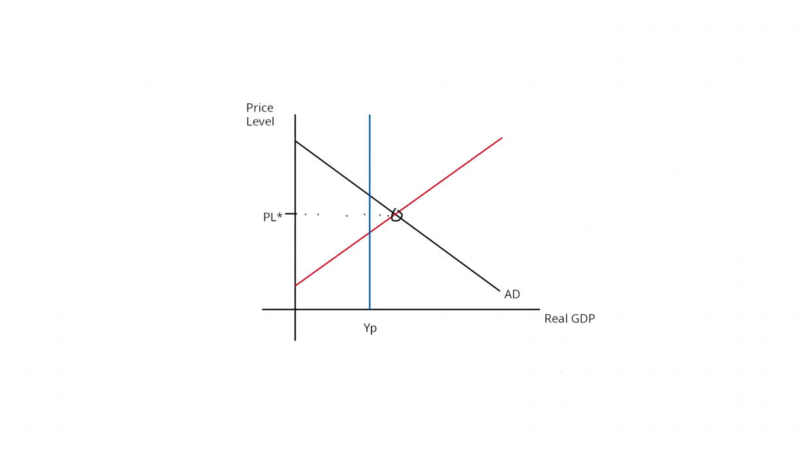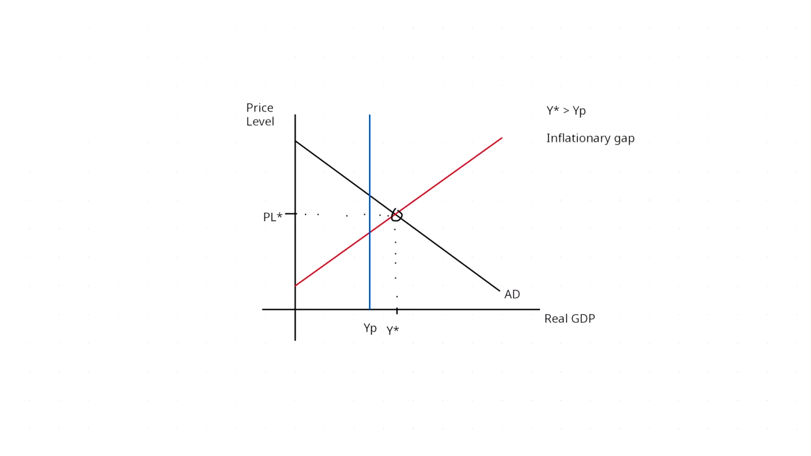We have our Y star here. And so we have a situation where at that equilibrium point, Y star is greater than YP, which means we have an inflationary gap.